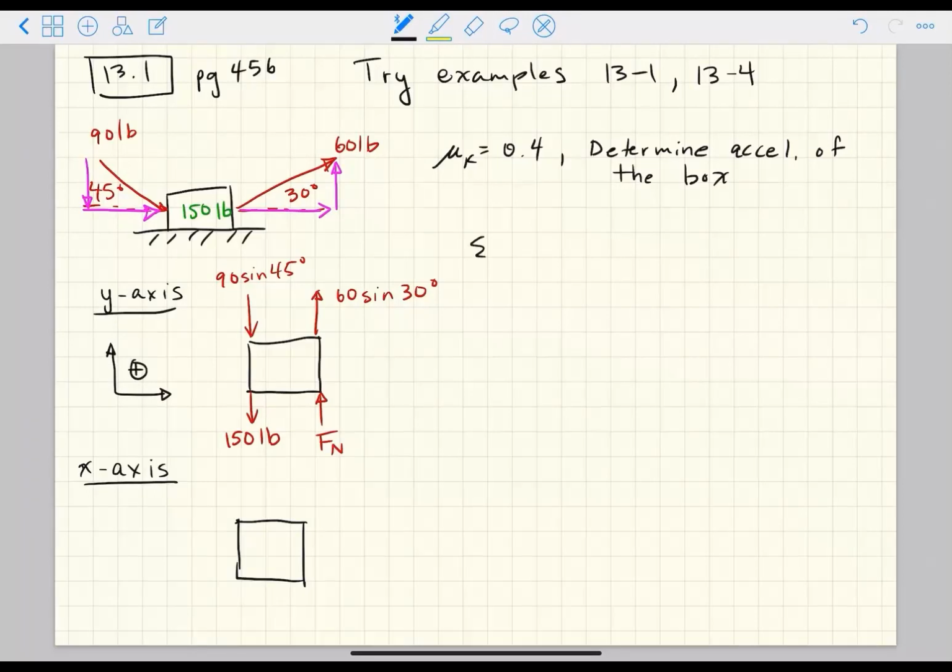So let's do our sum of the forces. Sum of the forces in the y is equal to 0. Remember, we're not doing sum of the forces equal ma, we're technically doing the sum of the forces minus ma equal to 0. However, because there will be no acceleration in the y direction, why is that? Well, because it's sitting on the ground, right? It's not going through the ground, or it's not going to float. So therefore, the inertia term is 0. So no inertia term.